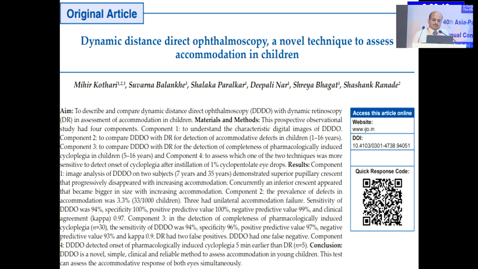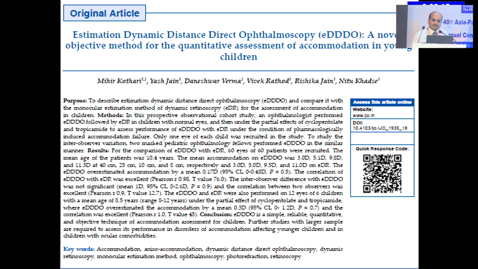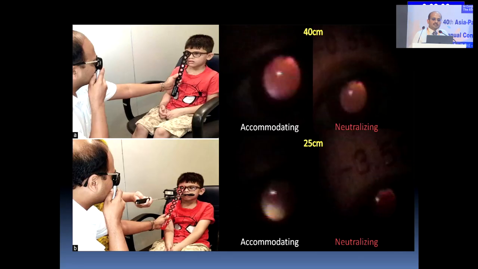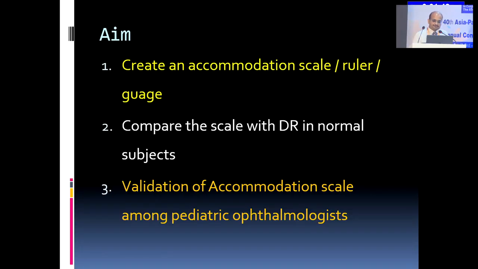1,000 patients' data was published in the Indian Journal of Ophthalmology in 2014, and then again around 1,000 data points were published using a more advanced technique of performing this same thing using a neutralization method with lens interjection. As you see over here, when the child is looking at 40 centimeter and there is an inferior crescent, you can neutralize it with minus 0.5 diopter, and while looking the same child at 25 centimeter, you could neutralize it with 3.5 diopter, indicating the amount of accommodation the child is exerting.